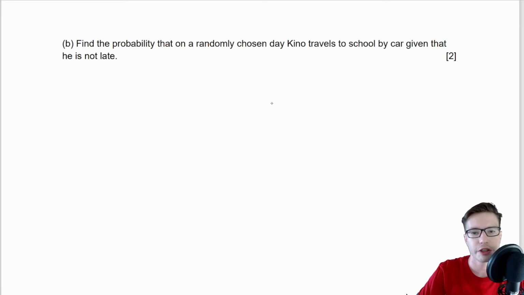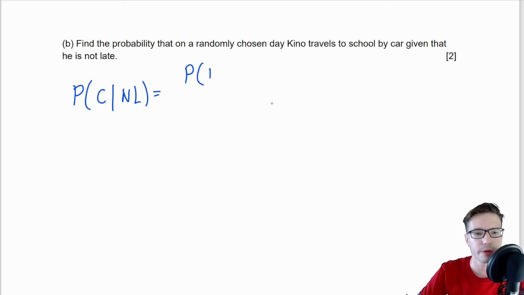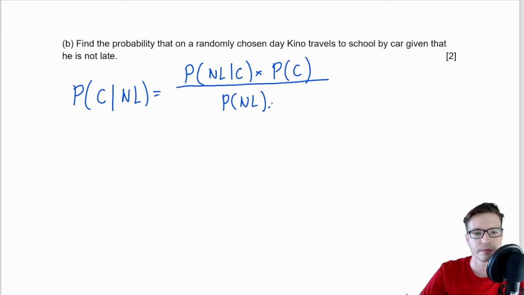Next question is about conditional probability, and we'll have to find the probability that he travels to school by car, given that he is not late. And for that, I will use Bayes' formula. So I will have to swap the probabilities, then multiply by the probability of the first event over the probability of the second event without any conditions.